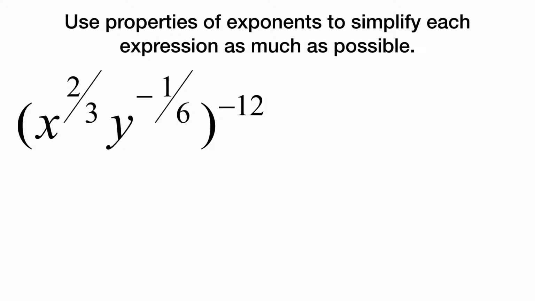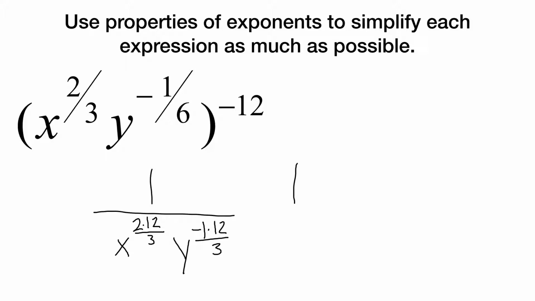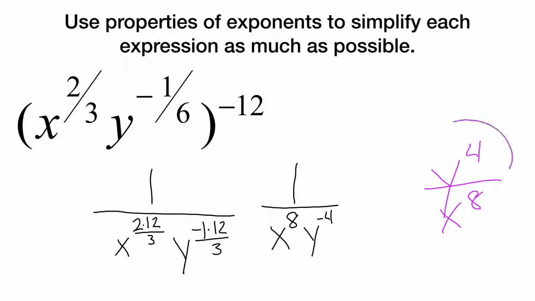Let's try another one. So in this case, I'm going to put everything on the bottom. This becomes x to the, I'm just going to start multiplying as well, 2 times 12 over 3. And then y to the negative 1 times 12 over 3. So that ends up becoming 1 over, in this case, x to the 8th, y to the negative 4, at which point, notice that y is at a negative 4. That means this will become y to the 4th over x to the 8th.